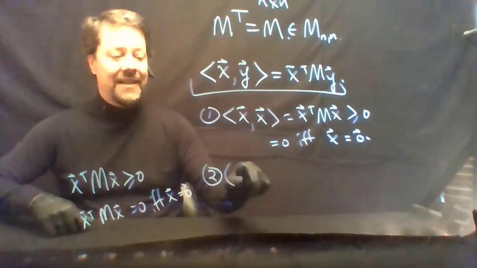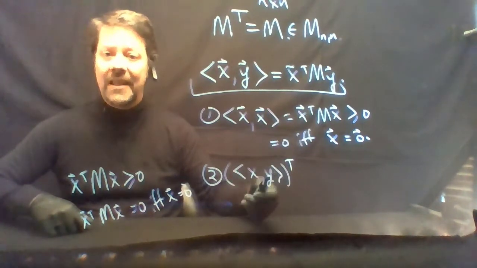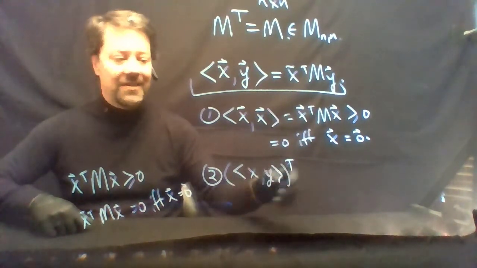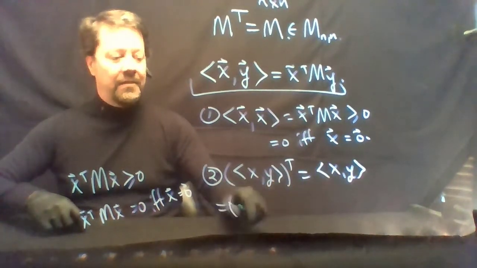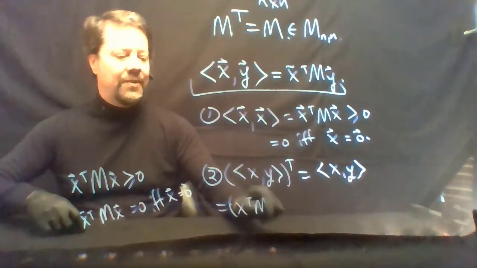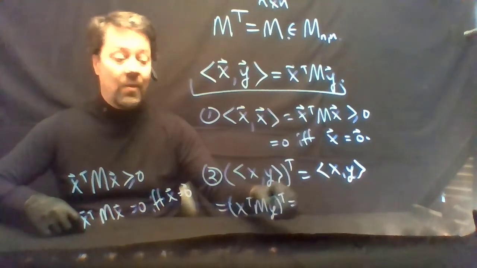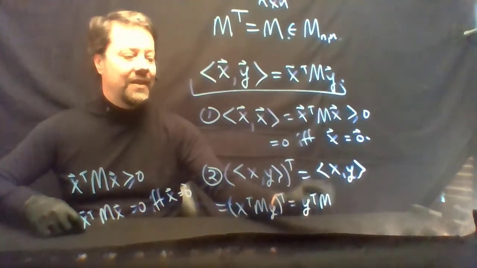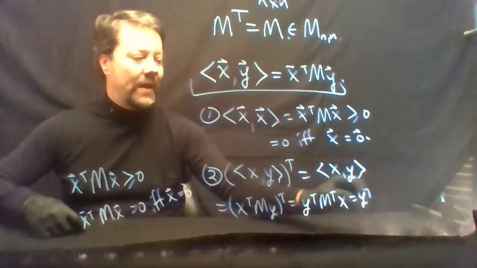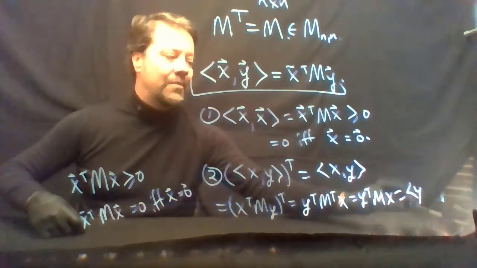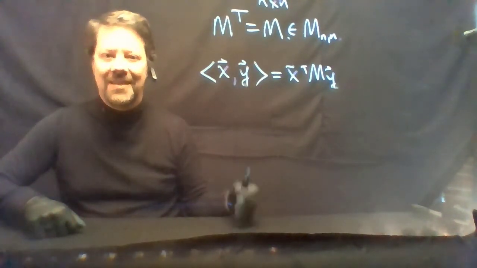Also, if we take the transpose of the inner product of x and y, you get the same thing because the inner product outputs a real number, a scalar. But it's going to be x transpose M y, transpose. Remember that the transpose reverses the order in a product. We'll have y transpose, M transpose x, and M transpose is M. So we have y transpose Mx, and that's the inner product of y and x. The other two properties follow just as simply.